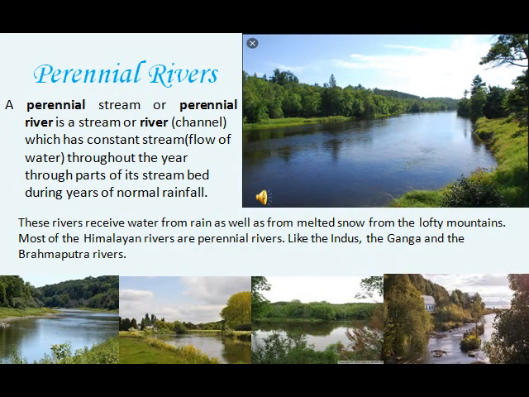Perennial rivers. A perennial stream or perennial river is a stream or river which has constant stream throughout the year, through parts of its stream bed during years of normal rainfall. These rivers receive water from rain as well as from melted snow from the lofty mountains. Most of the Himalayan rivers are perennial rivers like the Indus, the Ganga and the Brahmaputra rivers.